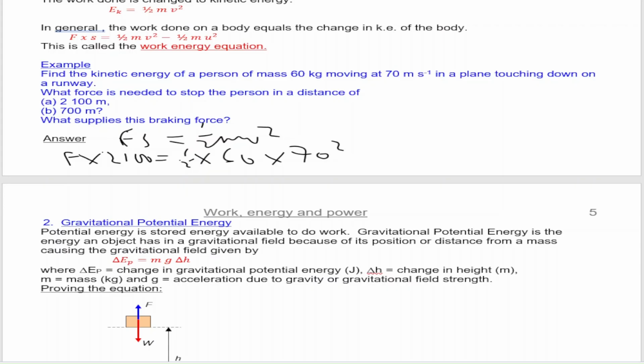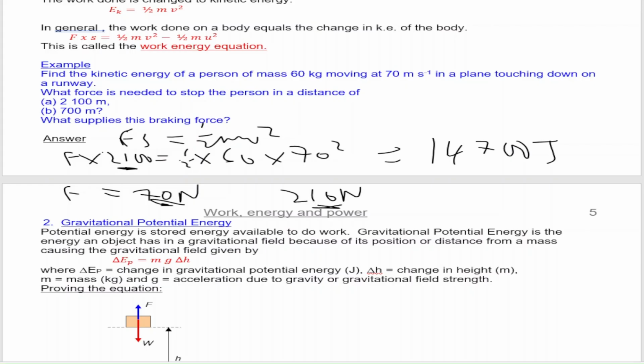So if you make the subject there, you are going to get 147,000 joules. And to get the force, you just divide by the distance, which is going to be equal to 70 newtons. If the distance is 700 meters, you just substitute this for that, and then you get 210 newtons. So please do the question and find out whether you get the answer.